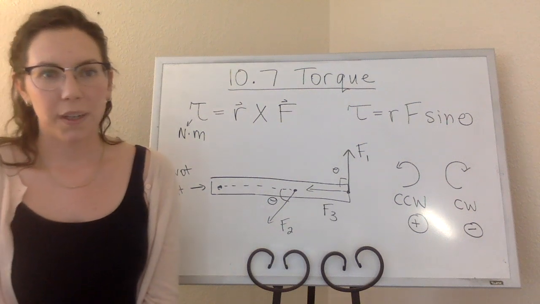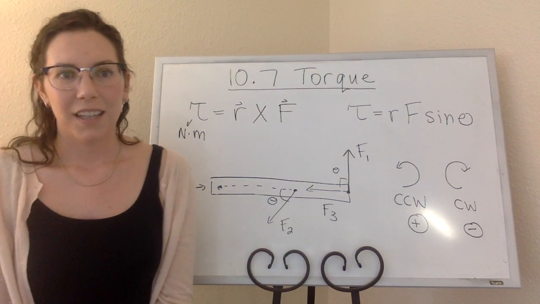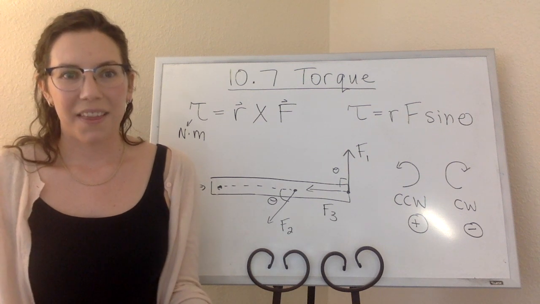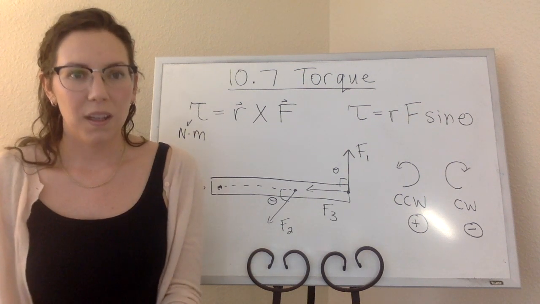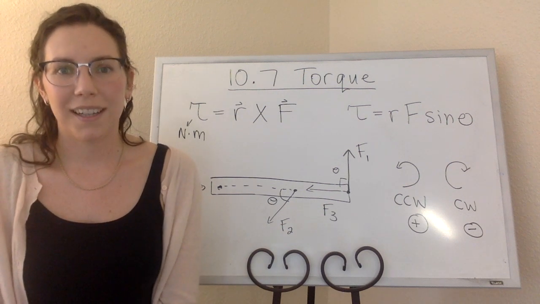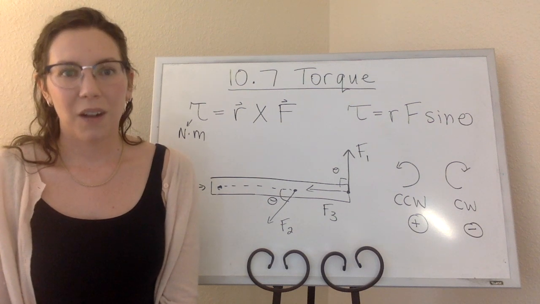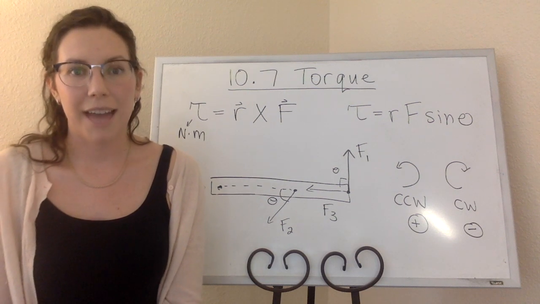The symbol for torque is the Greek letter tau, and it's measured in Newton meters. So you might remember that this is the same as a joule. It is, but we don't say joules if it's for torque, since joules is a quantity that represents energy. Okay, to find torque, we take the cross product of r cross F.